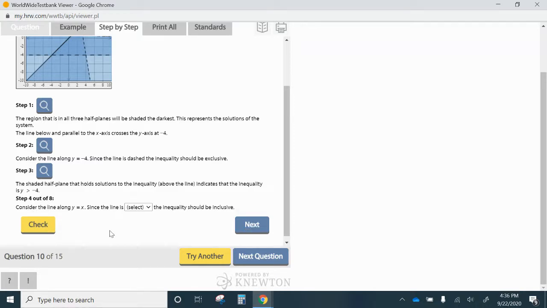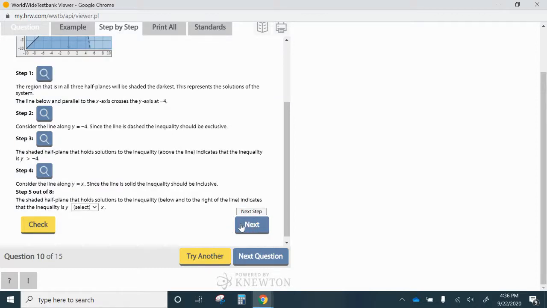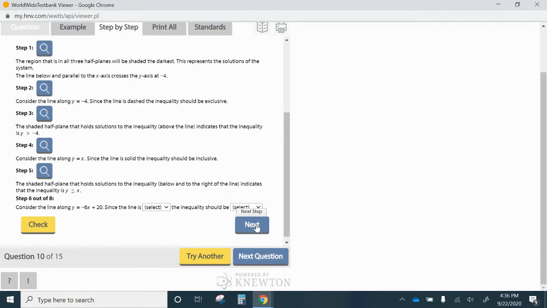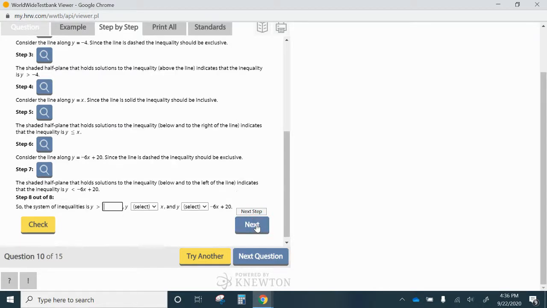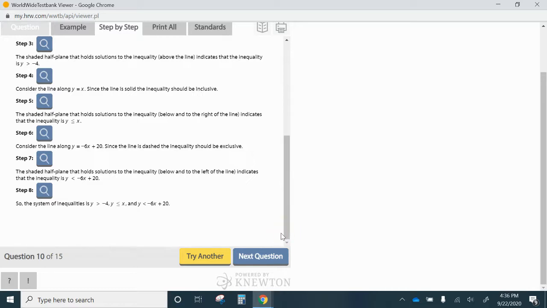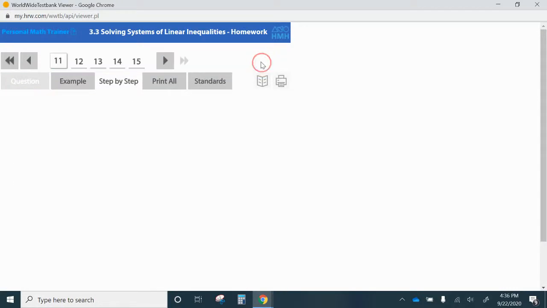Consider the line along y equals x. Since the line is solid, the region below and to the right of the line indicates that the inequality is y is less than or equal to x. Consider the line y equals negative 6x plus 20. Since the line is dashed, the region below and to the left of the line indicates that the inequality is y is less than negative 6x plus 20. So the system of inequalities is y is greater than negative 4, y is less than or equal to x, and y is less than negative 6x plus 20. Okay, let's go to the next question.